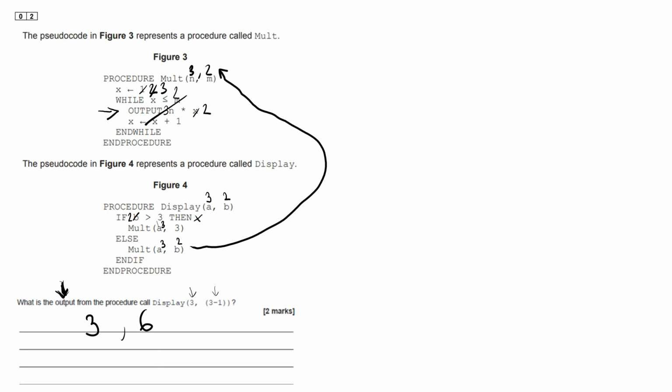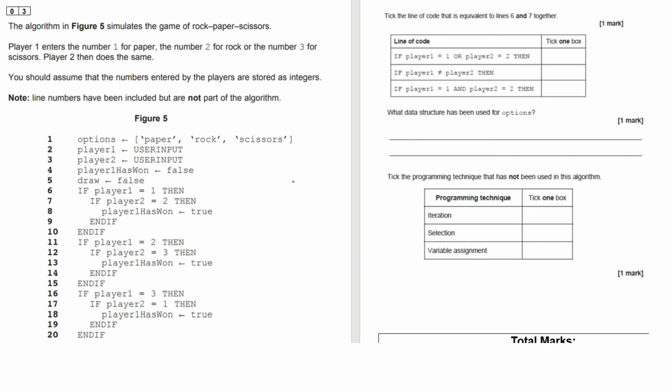We have another long piece of pseudocode to be analysing now to help us with our next lot of questions. So it says tick the line of code that is equivalent to lines 6 and 7 together. So if I look here, that's lines 6 and 7. So we want to know what is the equivalent there.